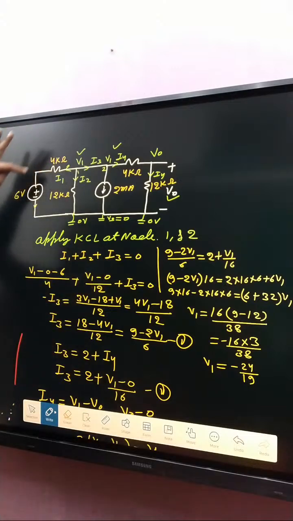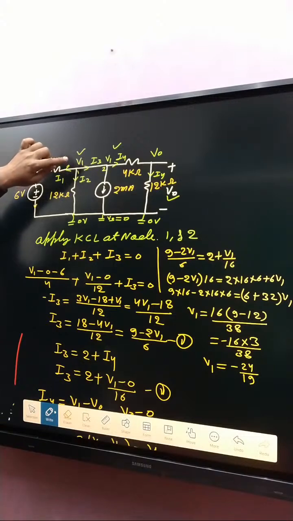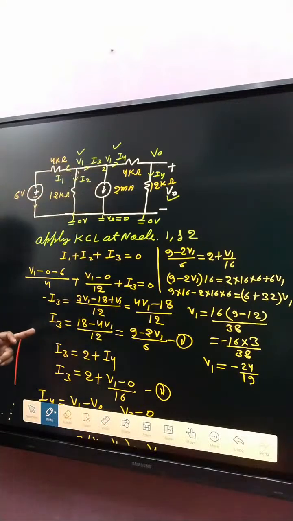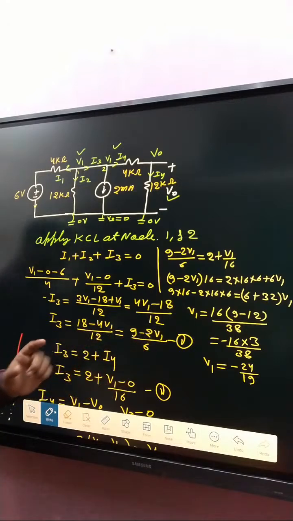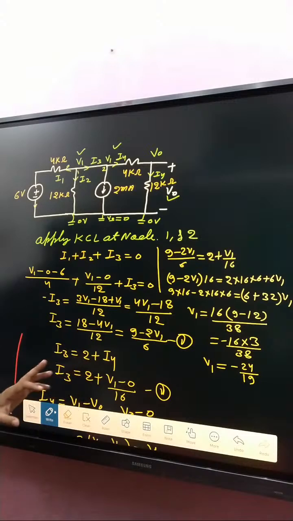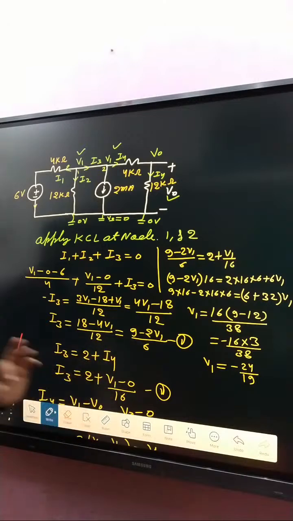I1 is basically V1 minus 0. Current leaves from negative, so minus 6 divided by 4 ohm. And I2 is V1 minus 0 divided by 12 ohm. So 12 ohm plus I3 is equal to 0. After we solve this, I3 we got 9 minus 2 V1 divided by 6. Next apply KCL at that node. I3 is equal to 2 plus I4. I4 is written as V1 minus 0 divided by 16 ohm.